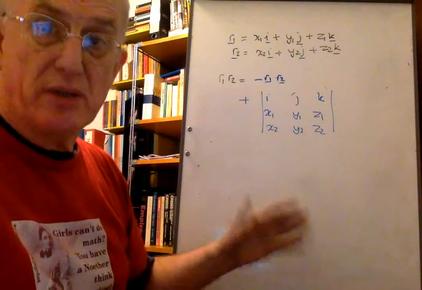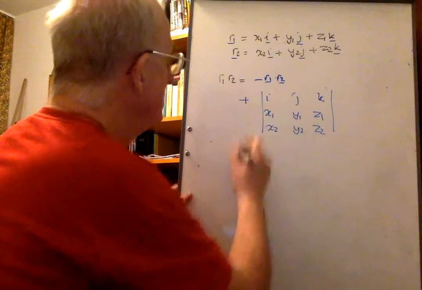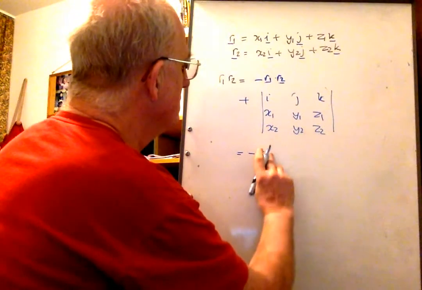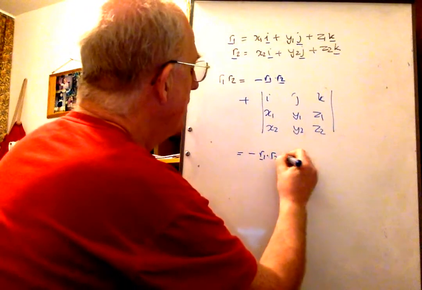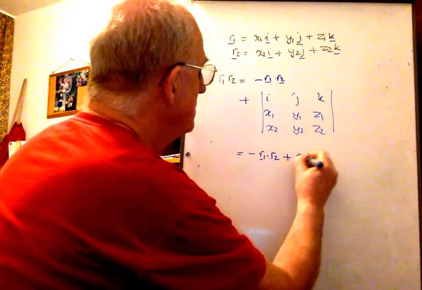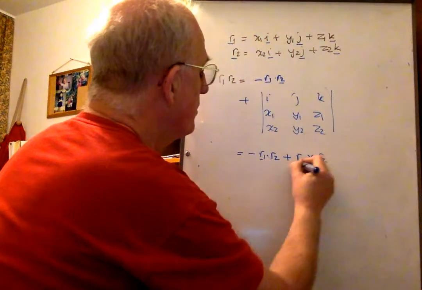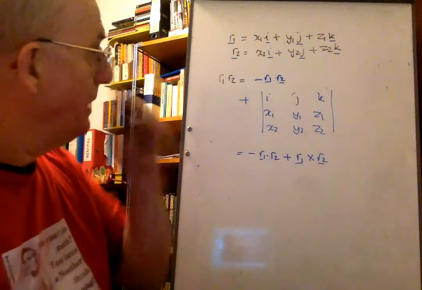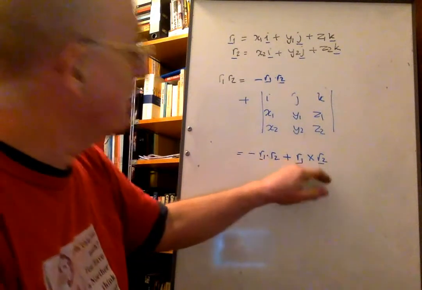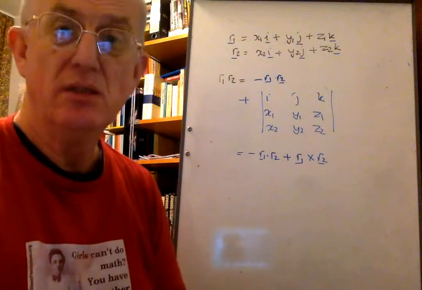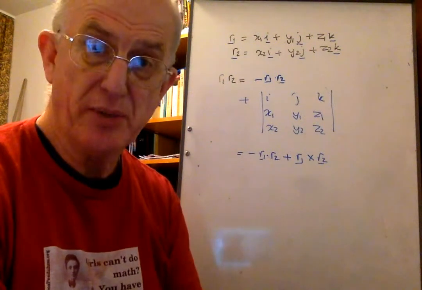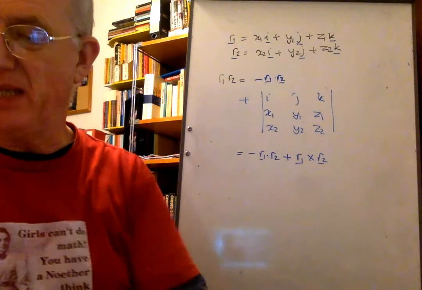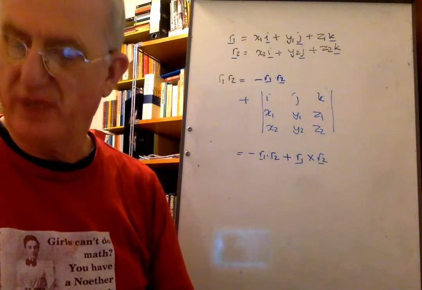Where the cross product and the dot product come in is that this is minus the dot product plus the cross product, as long as we reinterpret i, j and k as the unit vectors. So the dot product and the cross product are both parts of the quaternion product.